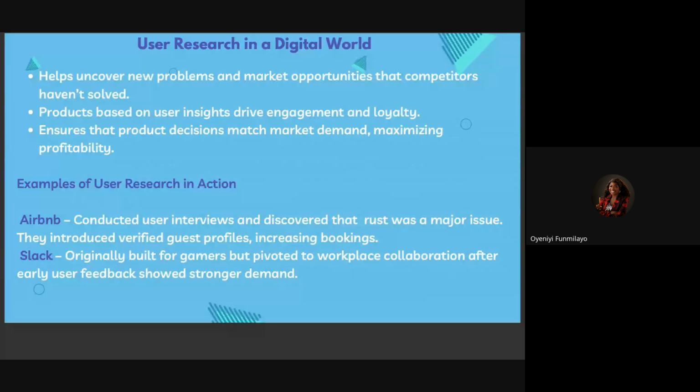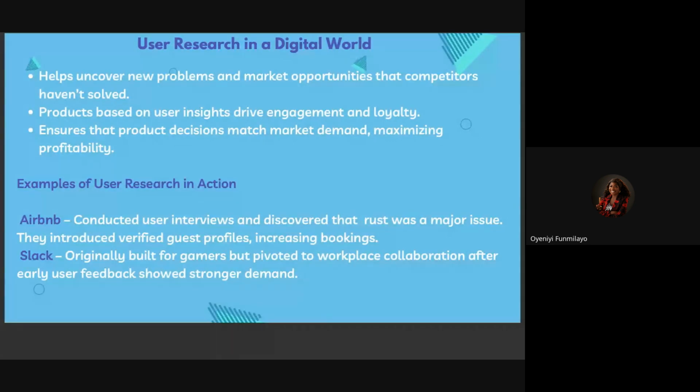And then another importance of user research is to ensure that product decisions match market demand, maximizing profitability. So over here, I have some examples of user research in action. The Airbnb we use today, how they did it was, they conducted user interviews and discovered that trust was a major issue.